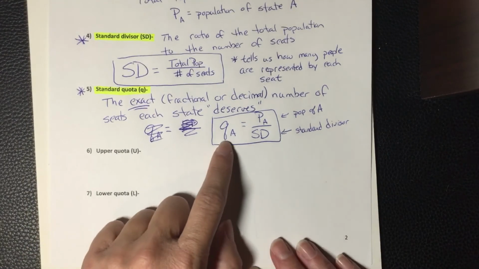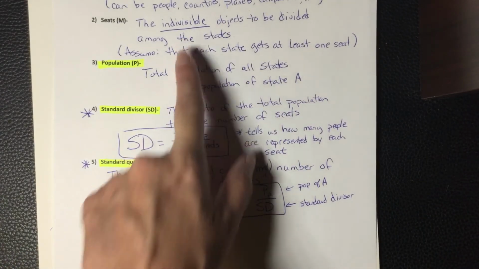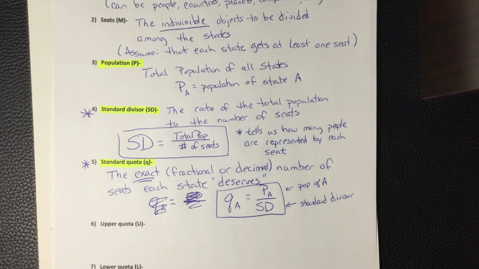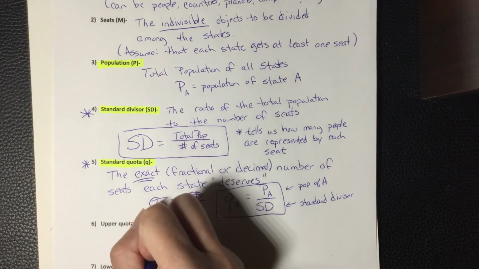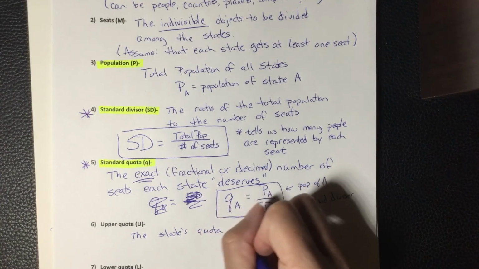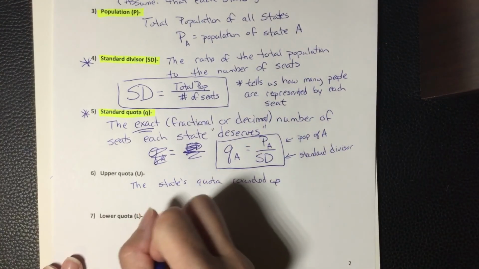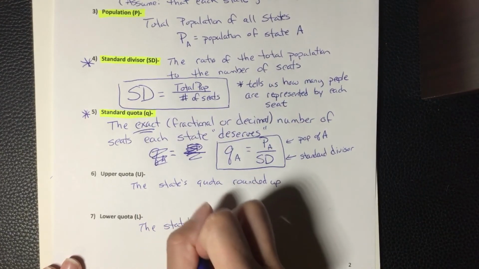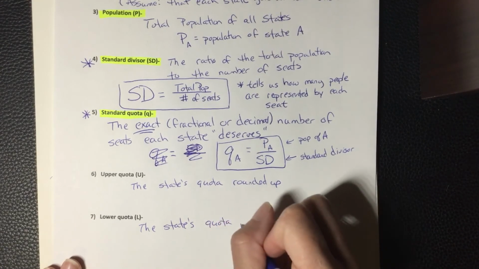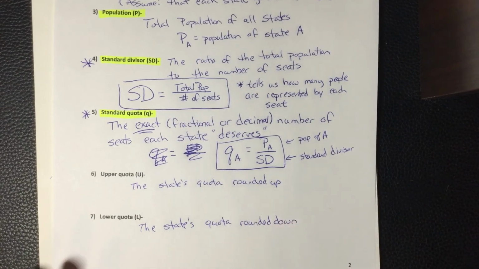So what we're going to get is a part of the seat for the quota. So this is what they deserve, but we know the seats are indivisible. So we sort of have to figure out what to do with those partial seats, and we'll work on that a little bit in the next section. All right, the last two are really quick. Upper quota is the state's quota rounded up. And lower quota is the state's quota rounded down. We don't work with these a whole lot. We work more with lower quota than upper quota.